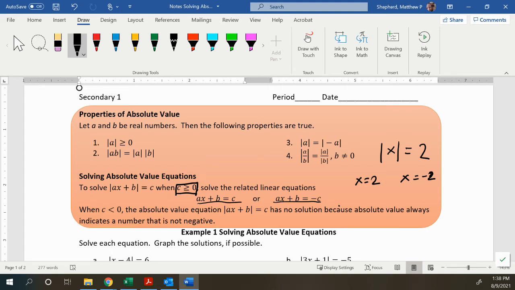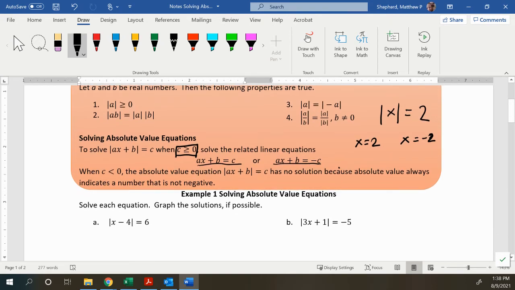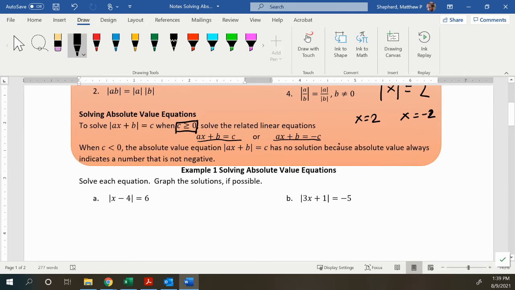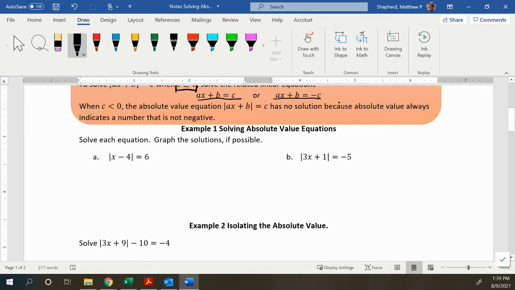Okay, so we need to see when ax plus b is equal to c. We also need to know when ax plus b is equal to negative c, because when we've got negative c inside of those absolute values, it'll change to a positive c. Okay, so we're always going to get those two. Here they talk about what I just said, that if c is less than 0, there is no solution, because our absolute value cannot give a negative number.